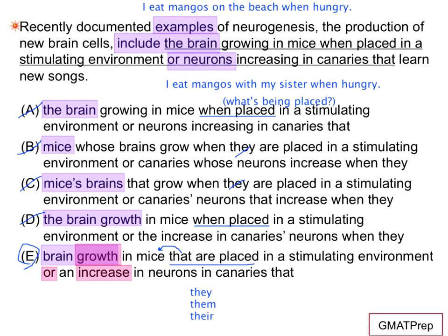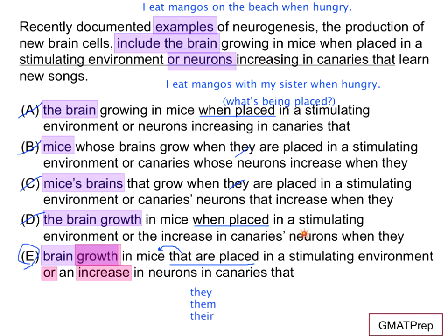At the end of D, let me just take a look here. Okay, so the increase in canaries' neurons when they learn new songs. Yeah, exactly. So in this one, that's another problem. It can't refer to, they is again a subject pronoun, so it can't refer to the possessive noun canaries. So it's saying that the neurons learn new songs.